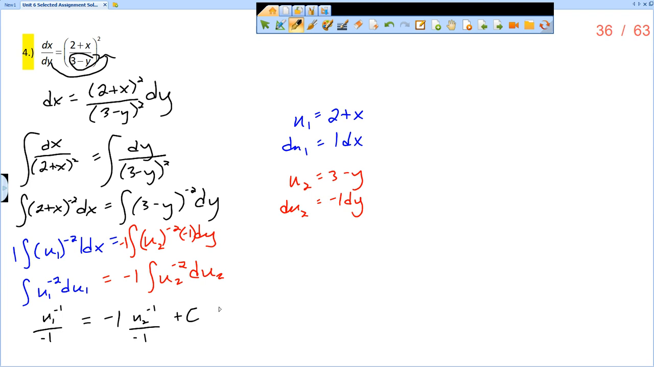So now we've got the negative on the outside of both of those. And so we've got the negative 1, and then u sub 1 to the negative first. So that'd be (2 plus x) to the negative first equals, now those negatives reduce, so I'm just left with u sub 2, (3 minus y) to the negative first. And then, of course, the plus c. All right, so that is problem number 4.